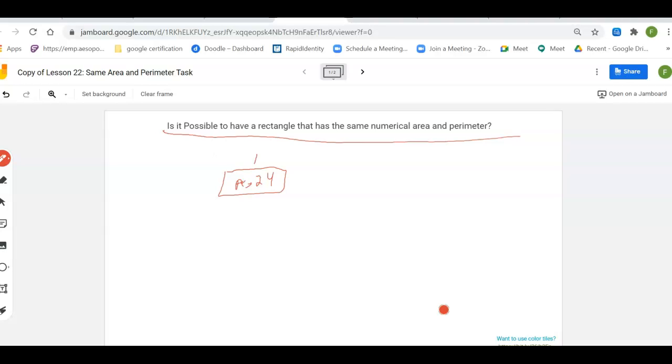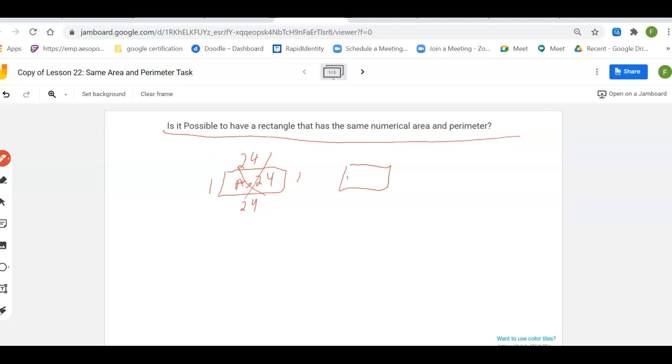So if we did 24 and 1, we know that the area would be 24, but would the perimeter be 24? Obviously it would not, because you'd have to add up all these sides and it'd be a lot more than 24. So that one wouldn't work.